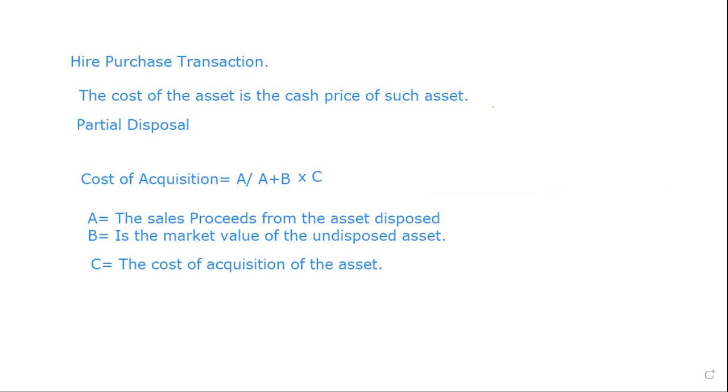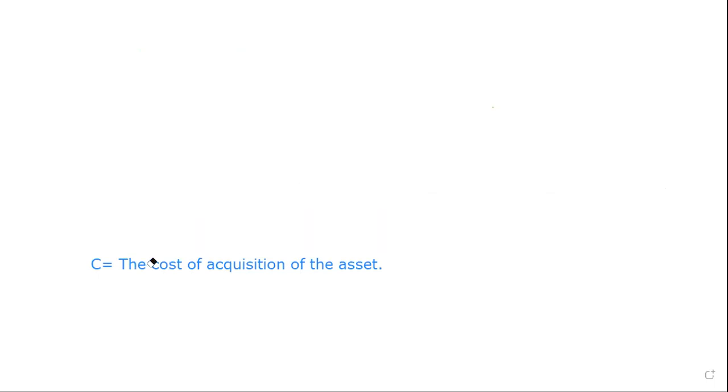Now, I can rub up my board, Abby. For the rollover relief, rollover relief actually occurs when you decide to invest proceeds in the disposal of the asset.